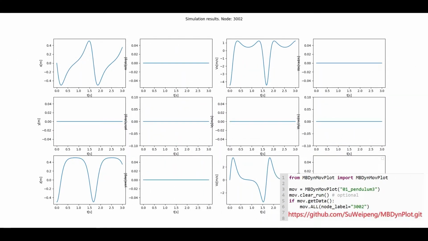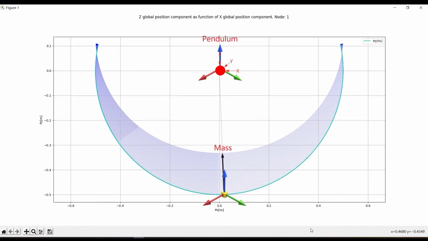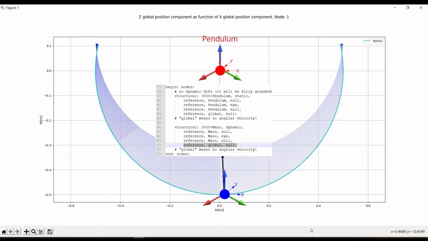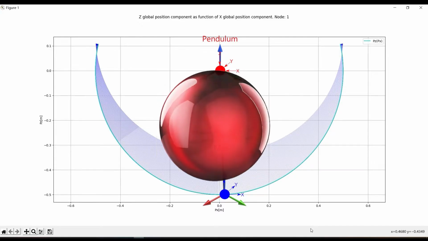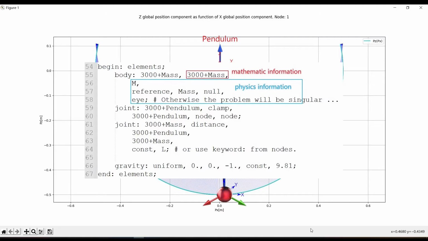Then, create a dynamic structure node and place it on the mass coordinate system. The angular velocity is still based on the global coordinate system. That is, the dynamic node also has no initial angular velocity. Place the body on the dynamic node. That is, assign the physical properties to the mathematical information.